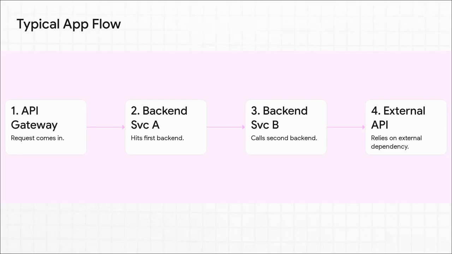Okay, let's just walk through a pretty standard setup, something you've probably built a dozen times. A request comes in through an API gateway. From there, it hits backend service A. Service A then needs to talk to backend service B, which in turn has to call out to some external API. I mean, it looks simple enough on a diagram, right? But in the real world, every single one of those arrows is a potential point of failure.